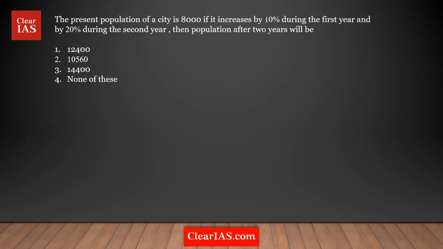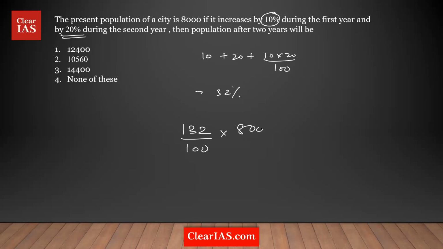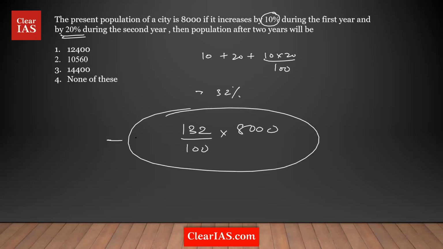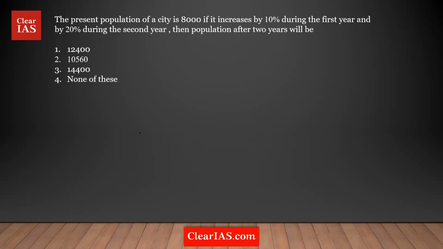Or you can say that instead of increasing it by 10% and 20%, you remember it's 10 plus 20 plus 10 into 20 by 100. That is equal to 32% increase, right? So I can say that the answer will be 132% of 8,000. Directly you can do. This is also right. So whichever way you are comfortable with, you can approach it.